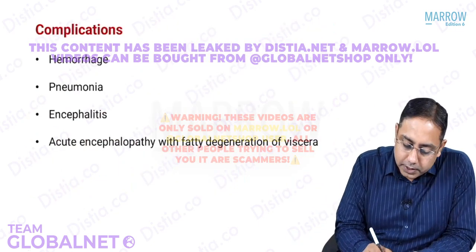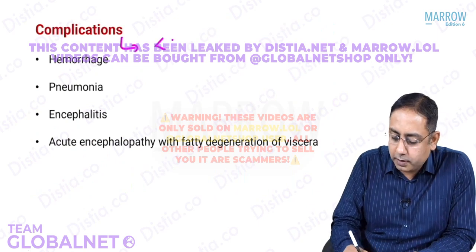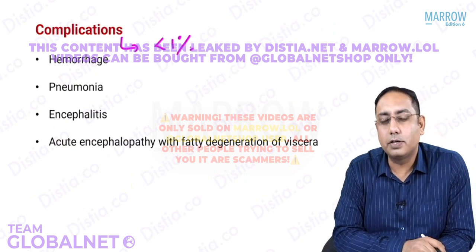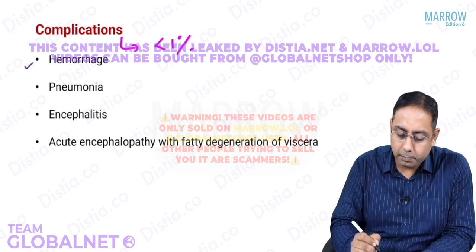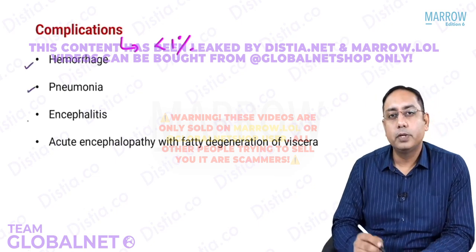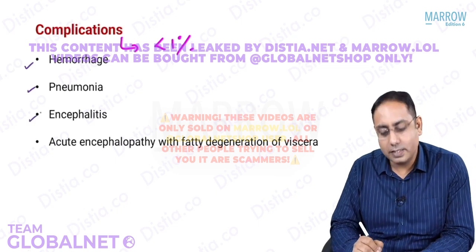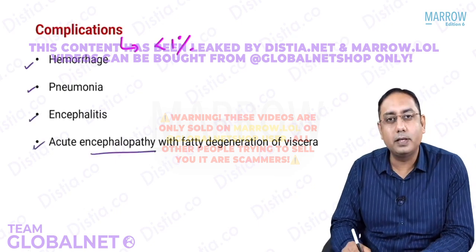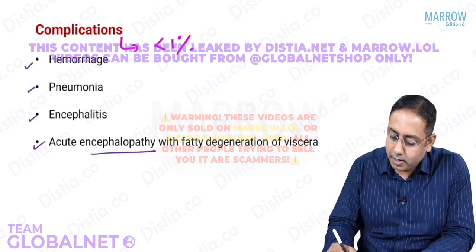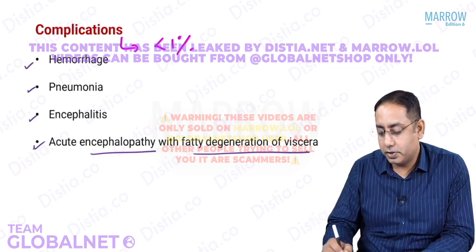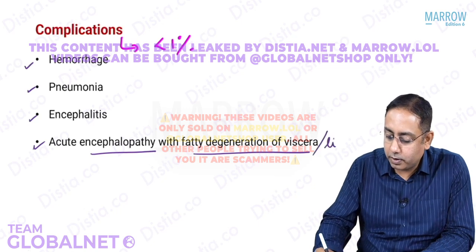Coming over to complications in chickenpox, the complications are very rare. Less than 1% of the children will land up with complications. The complications could range from hemorrhage to pneumonias to some brain inflammations, encephalitis, or acute encephalopathy, that is brain inflammation with edema and with fatty degeneration of the viscera, especially talking about the liver.